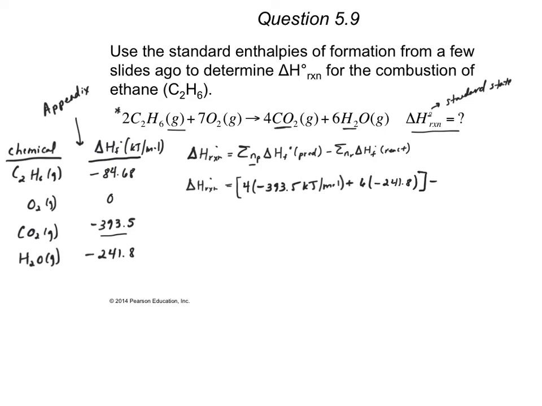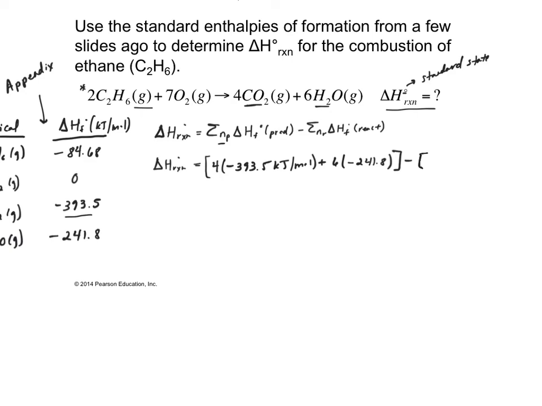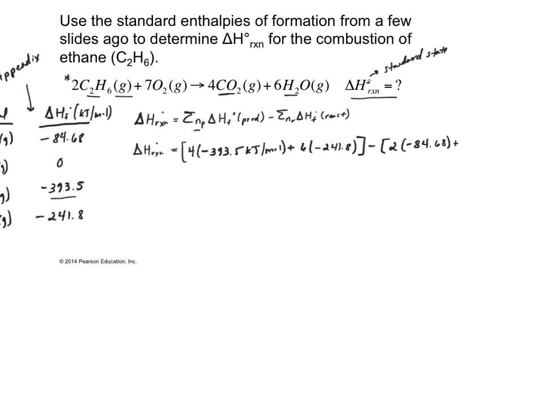I'm going to subtract from that the enthalpies of formation of our reactants. And again, I'm going to use my little brackets here. So I have 2 of the C2H6. That had a value of minus 84.68. And then we have 7 oxygens. And oxygen, because it is in its elemental form, has an enthalpy of formation of 0. And the idea behind that was, hey, it takes 0 energy to make a thing in its natural and elemental form. So that's why these have delta HF equals 0.